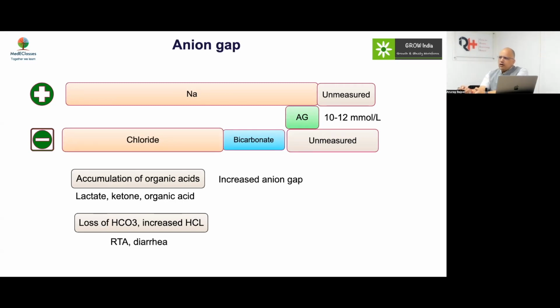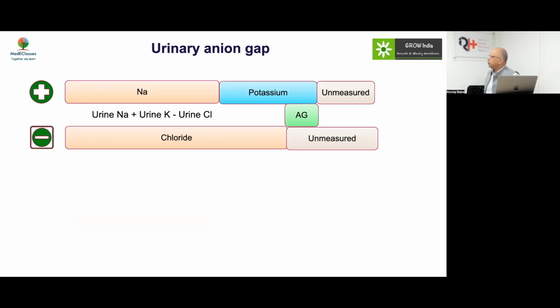So there are very few differentials of a normal anion gap metabolic acidosis. One, of course, is renal tubular acidosis. The second is gastroenteritis. Third is ureterosigmoidostomy. And fourth is the use of acetazolamide. So this is a very, very limited differential. So anion gap is a very, very important investigation to start off, to find out whether you're dealing with RTA or not.